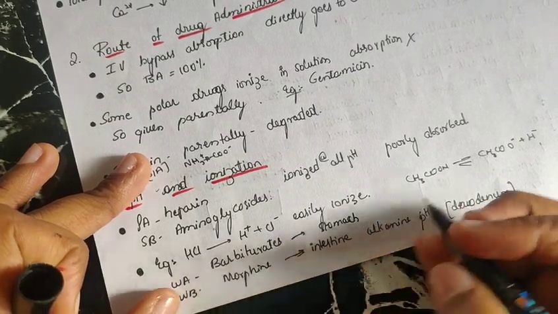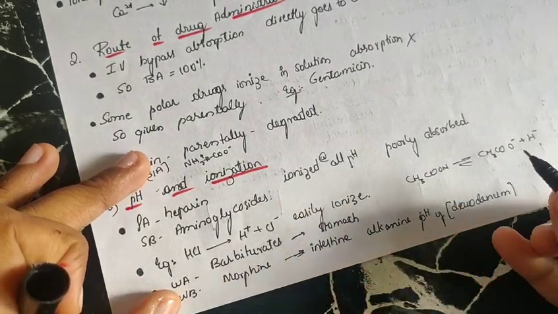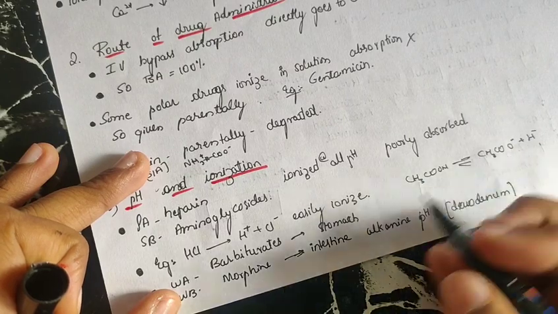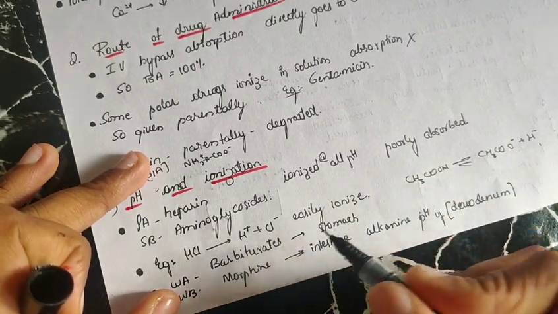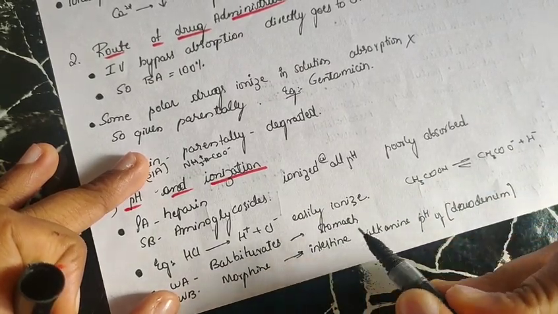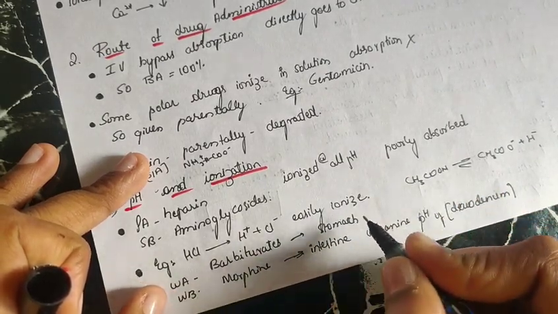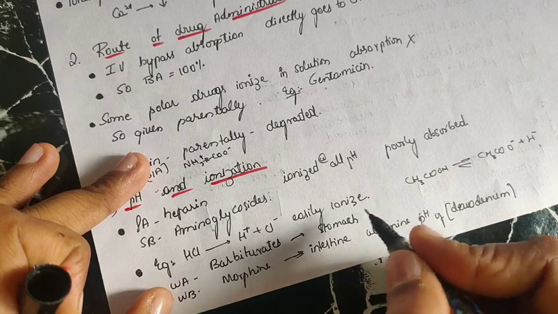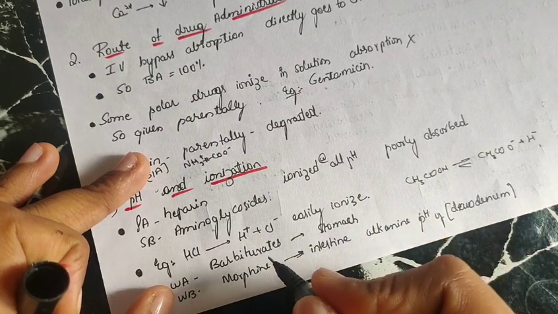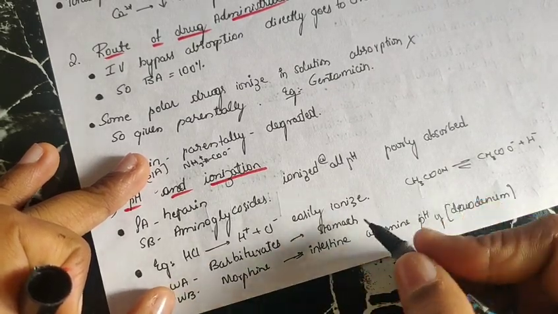Barbiturates are also acidic. If an acid and a base are present, they neutralize and form water and another compound. If both are acids, they don't react, so they remain in the unionized form and are absorbed more. For example, in the stomach, barbiturates are absorbed more. The stomach is an acidic medium, barbiturates are also acidic substances, so they are absorbed more in the stomach.